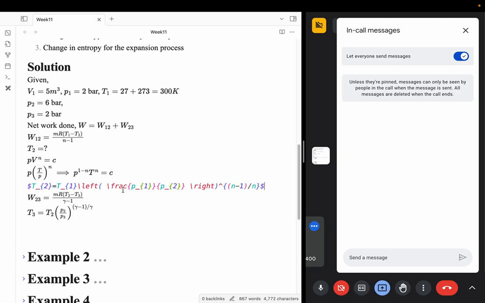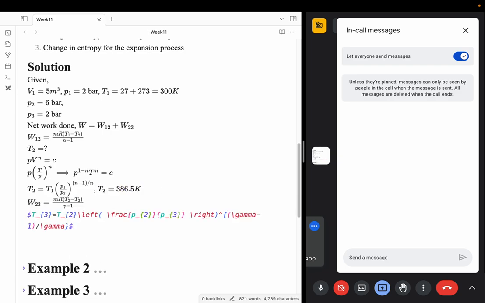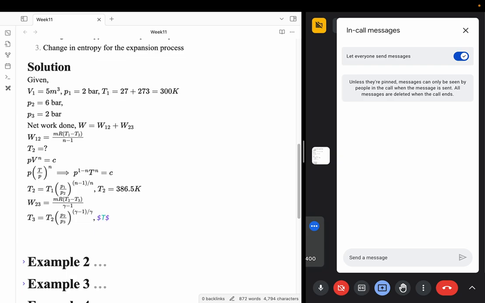So if you solve from this, I get T2 around 36, and if you use this relation, T3 as 22.3 Kelvin. So once you have T2 and T3, you can calculate the work done directly.